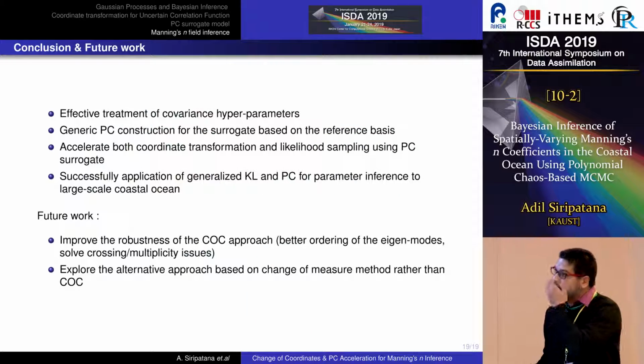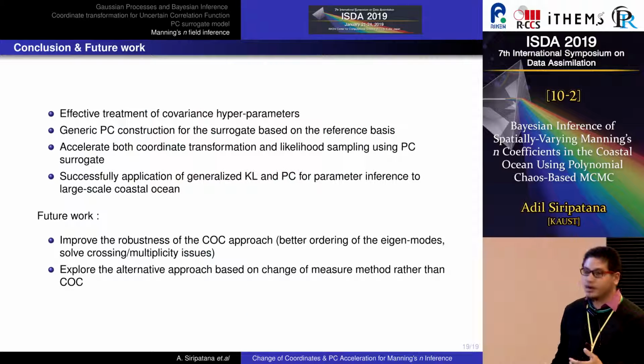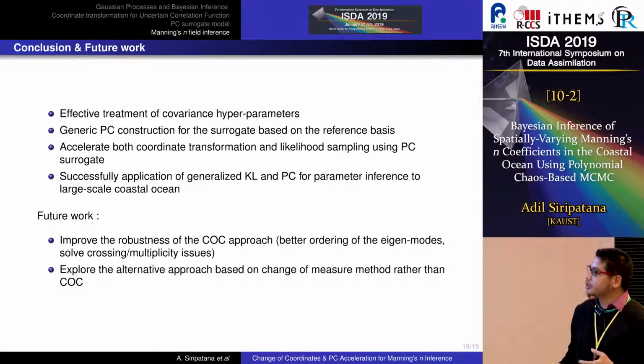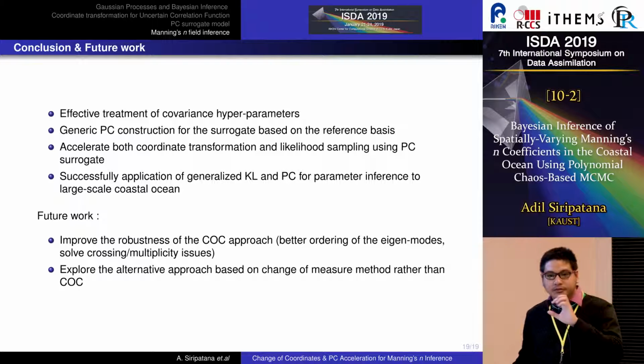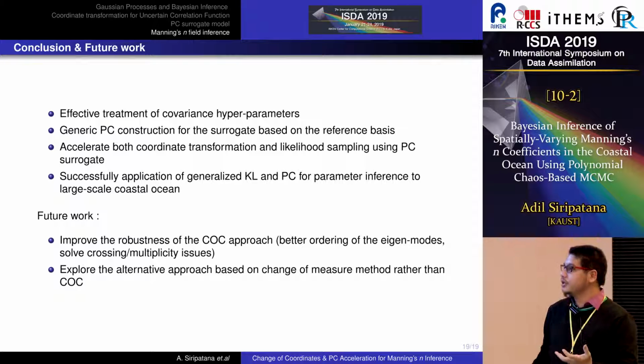So just to conclude, we effectively treat the covariance hyperparameter using the change of coordinates. We also build a generic construction of the surrogate model using the reference basis. And then we accelerate both the coordinate transformation and likelihood sampling using the PC surrogate. We successfully applied this to the context of coastal ocean modeling. It's still at an initial stage, but right now we are sure that it's working in our context.